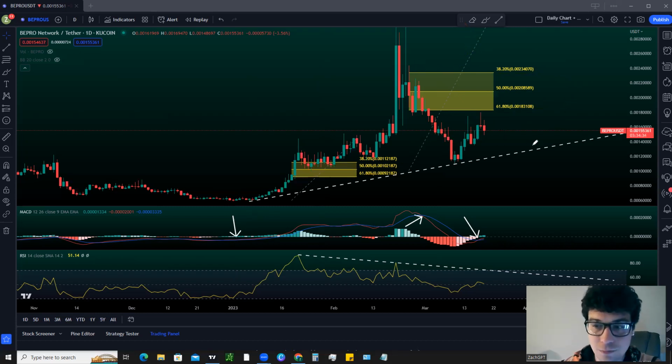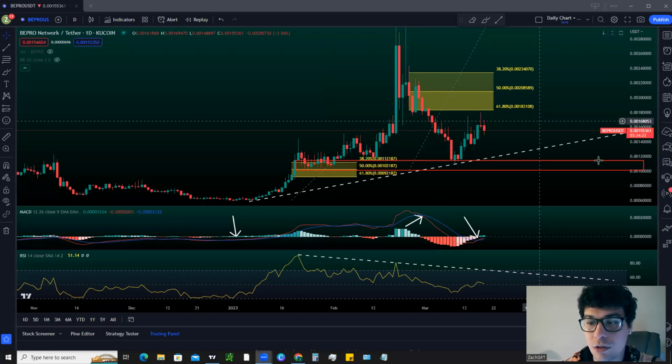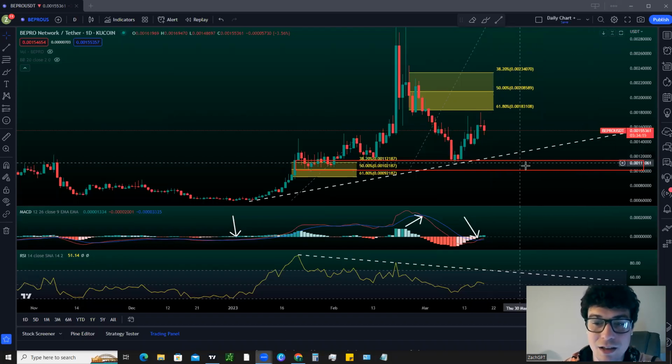Now to the downside, you're pretty much going to be focusing on this range right here, this little zone. I would call this a little demand zone, about 0.0011 down to about 0.00100. That's going to be your demand zone down below, an area of support. We also have this trend line here as support that we could try to bounce off of.